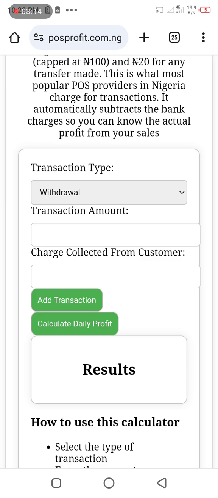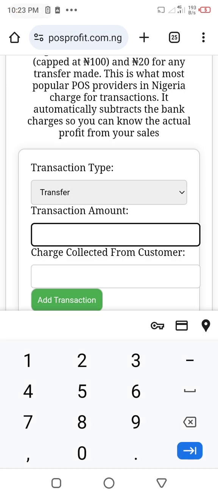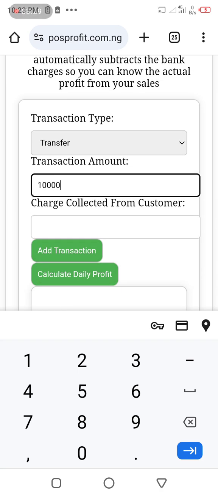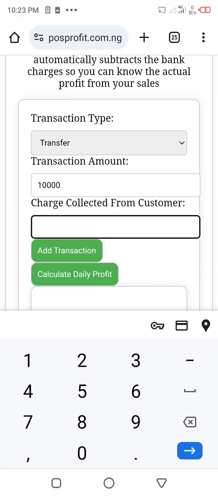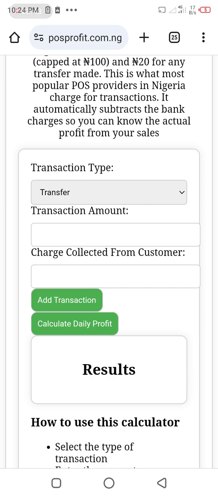So let's say that the third one is transfer. You click on transfer. Now you click on transaction amount. Let's say it is a transfer of 10,000 naira. Now the amount you collected as your charge, assuming you collected 200 naira from your customer, you put it. Now you click on add transaction again. This is a sample. Let's assume that you did only these 3 transactions in a day.